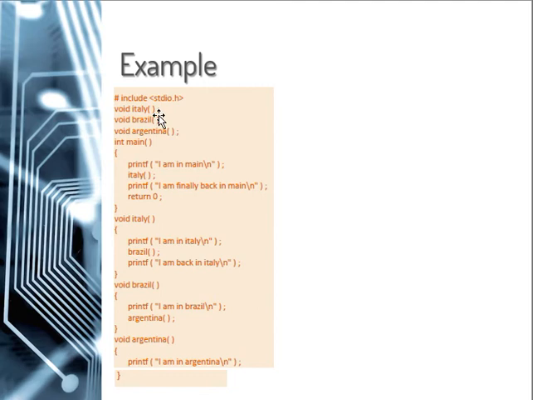Okay? So, here, we prototyped Italy, Brazil, and Argentina. And then, we ran it. Now, what happened when we execute this? So, here, it printed I am in main. Then, it called Italy. Here, it looked at the content of Italy, and the first line in the content of Italy is that it prints I am in Italy.